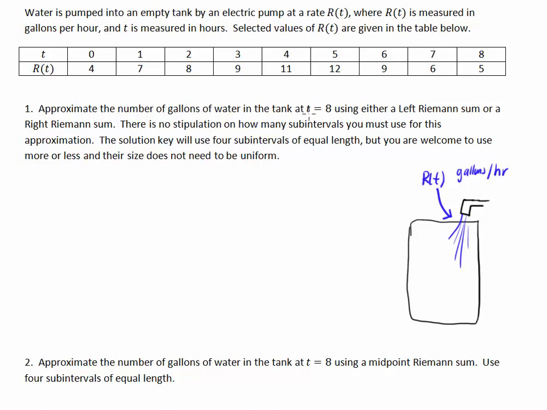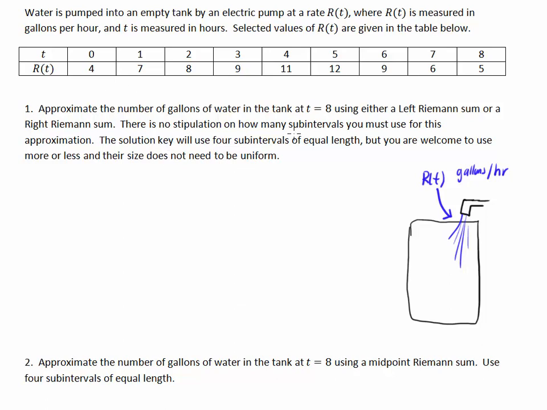Approximate the number of gallons of water in the tank at time equals 8, using either a left Riemann sum or a right Riemann sum. There is no stipulation on how many subintervals you must use for this approximation. The solution key will use 4 subintervals of equal length, but you are welcome to use more or less, and their size does not need to be uniform.